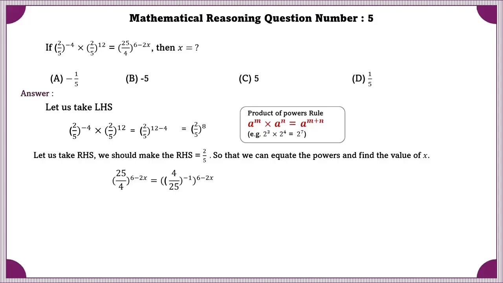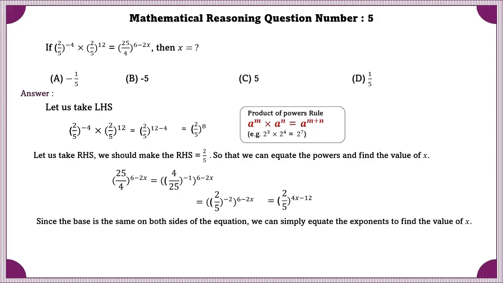Let us write 25 by 4 in terms of 2 by 5. 4 by 25 can be written as 2 by 5 the whole to the power 2, so 25 by 4 is 2 by 5 to the power minus 2, whole to the power 6 minus 2x. Taking the 2 outside and multiplying it with the outside power, we will get minus 2 into 6, that is minus 12, and minus 2 into minus 2x, which is equal to 4x. We will get 2 by 5 to the power 4x minus 12. Since the base is the same on both sides of the equation, we can simply equate the exponents to find the value of x. The value of x is 5.